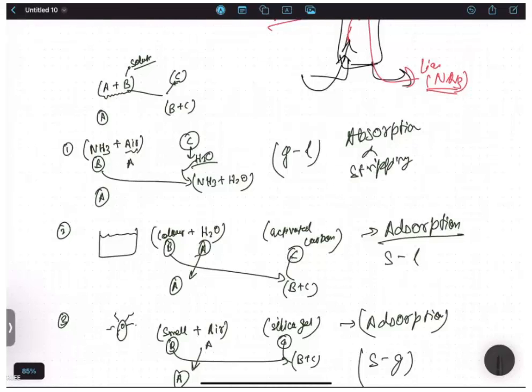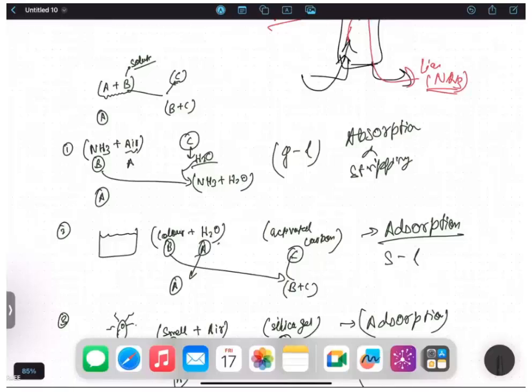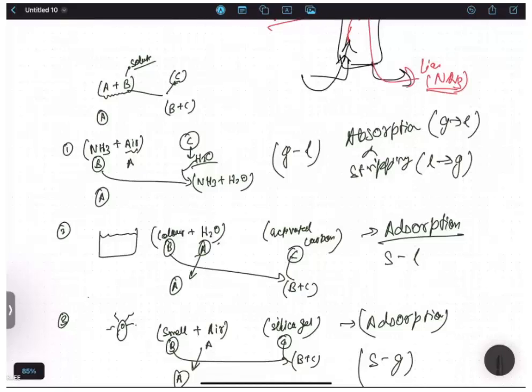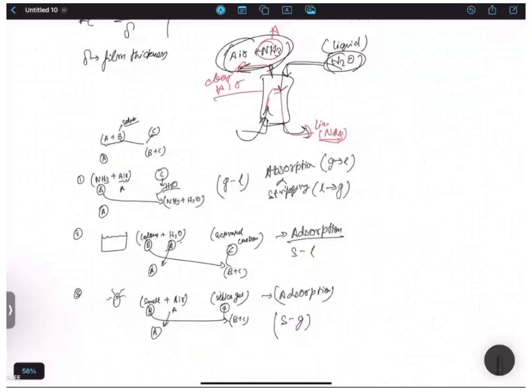Like in absorption, what is happening? Your solute is getting transferred from your gas to liquid. And in stripping, what is going to happen? In stripping, it will transfer from liquid to gas. Okay. We will take an example when we cover absorption and stripping on Monday. Don't be worried. Okay, so this is the basic idea.